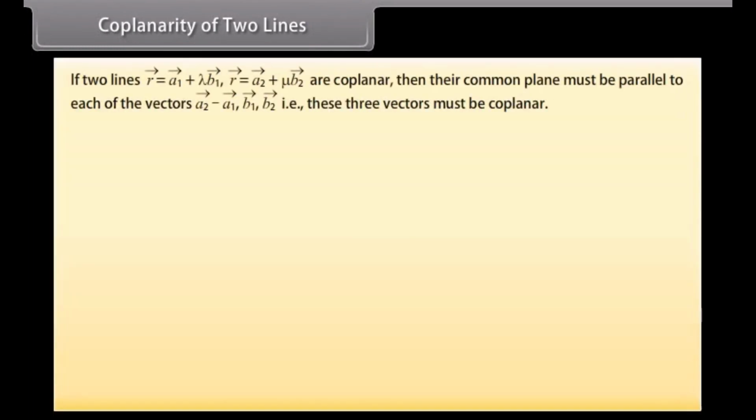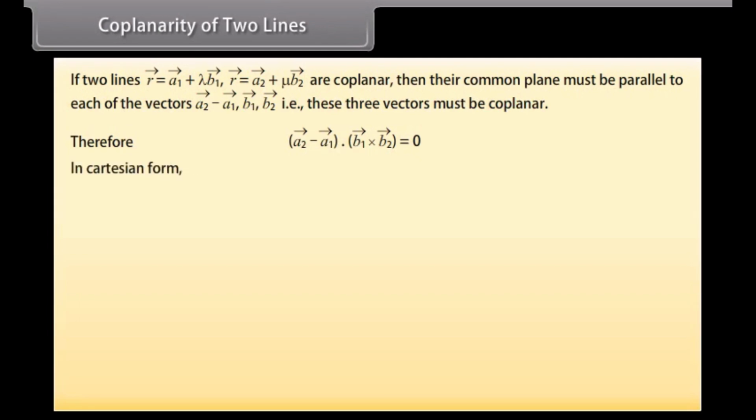Coplanarity of two lines. If two lines, vector r equals vector a1 plus lambda vector b1 and vector r equals vector a2 plus mu vector b2, are coplanar, then their common plane must be parallel to each of the vectors a2 minus a1, b1, b2. That is, these three vectors must be coplanar. Therefore, dot product of vector a2 minus vector a1 and cross product of vector b1 and vector b2 equals 0.